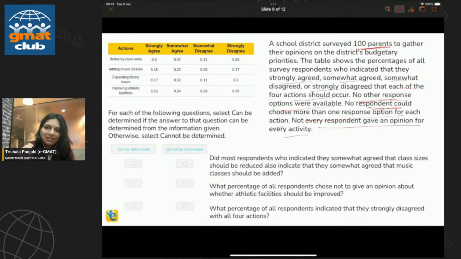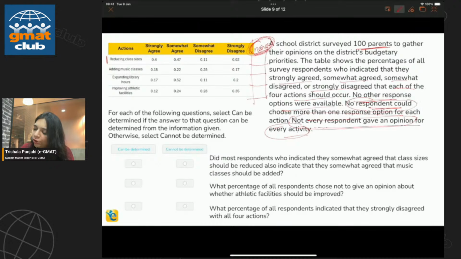So I think somebody asked this question earlier, what if people did not select anything? Here it does say that not every respondent gave an opinion for every activity. So if we look at this activity here, reducing class sizes, there could be people who did not select anything here. So there could be a none column here, none column here. And a lot of you have actually performed really well on this question. I'm really proud of you. I'm pretty sure you would have drawn this inference, that not every respondent gave an opinion for every activity, which means that there's a none column here. Okay. What does this mean?